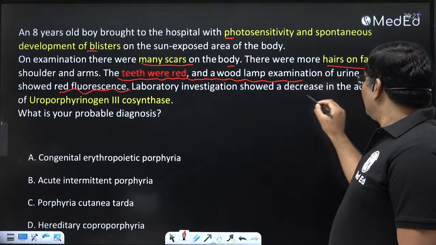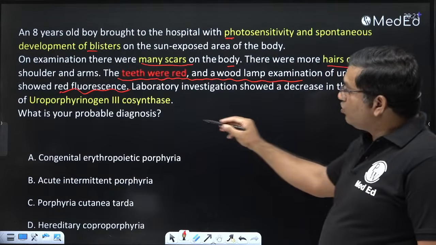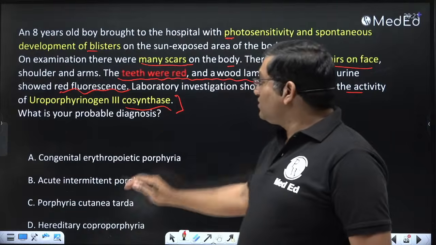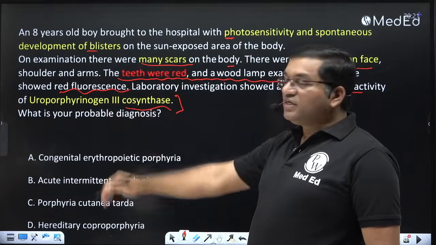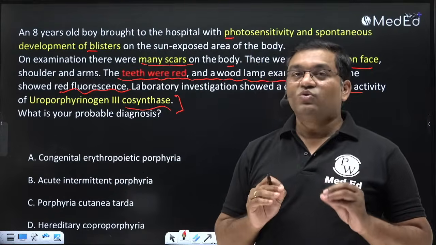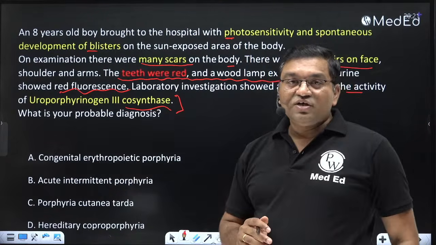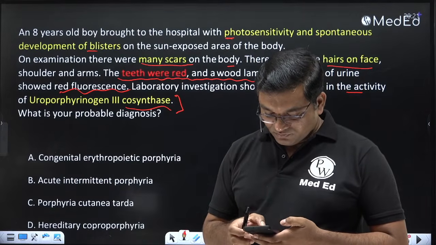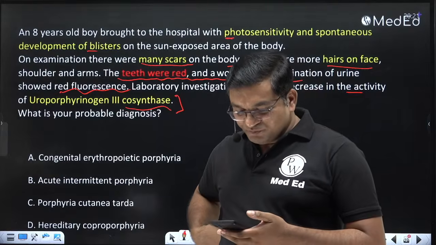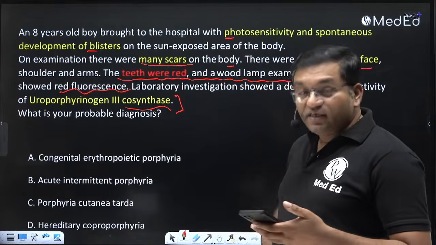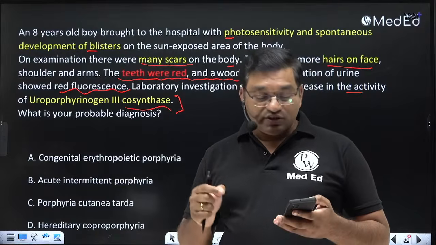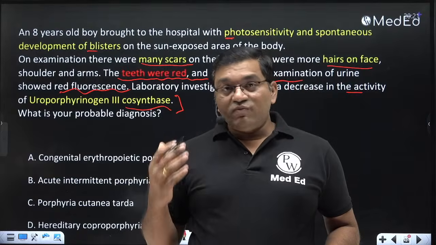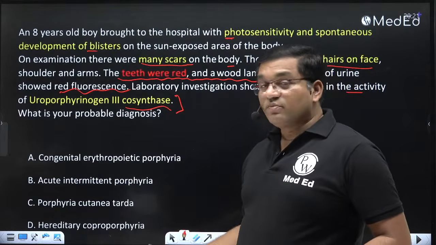Laboratory investigation showed a decrease in the activity of uroporphyrinogen III cosynthase. Here a decreased activity is given, so this disease is here because of the decrease. Which disorder is it? It is congenital erythropoietic porphyria: erythrodontia, passage of red urine, Gunther's disease, werewolf-like appearance.